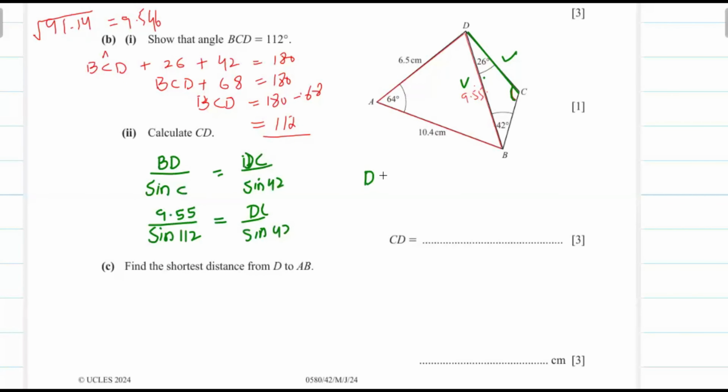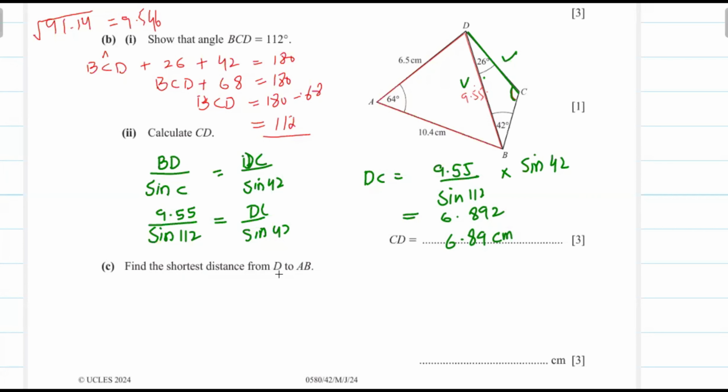Now we can write DC will be equal to 9.55 over sine 112 multiplied by sine 42, and this will be equal to 6.892, and we can write this as 6.89 centimeter is the length of CD.